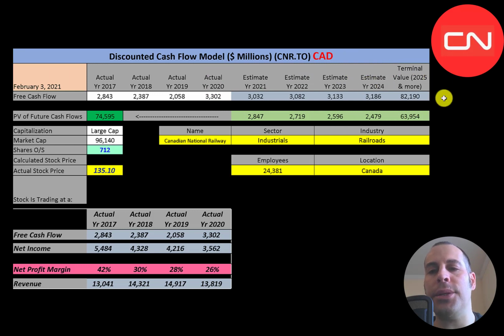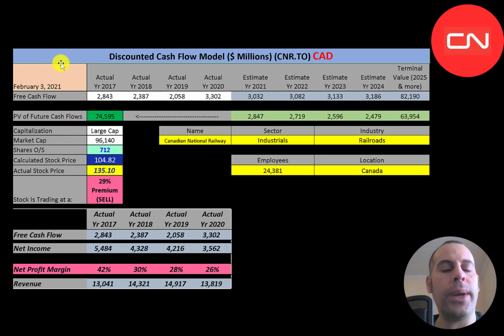We also estimated terminal value, which is all cash flows past year four, that's $82 billion. We discount those numbers back to today using the weighted average cost of capital, and we get a value of the company of $75 billion. We divide that by 712 million shares and we get a calculated stock price of 105. They're trading at 135, so they're trading at a 29% premium. It's a sell according to the model.